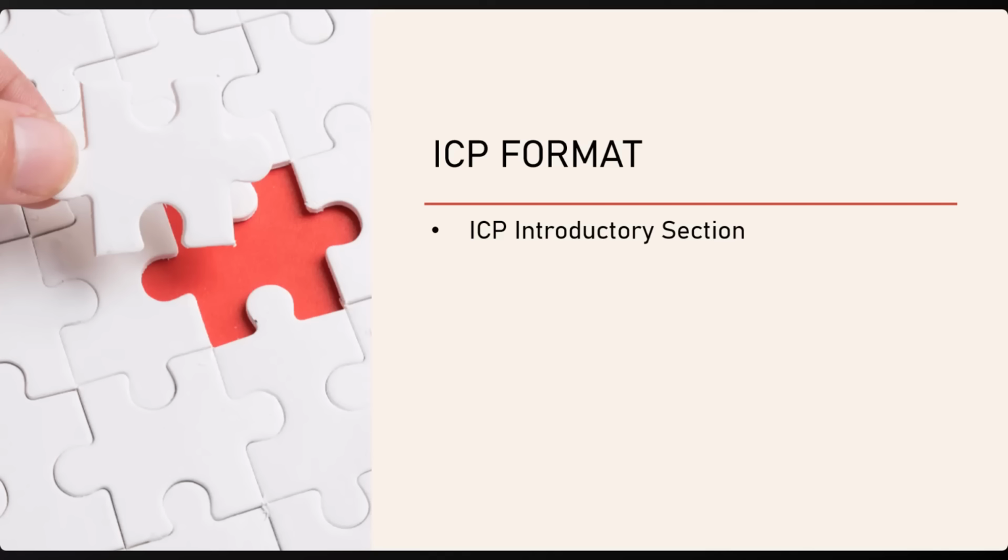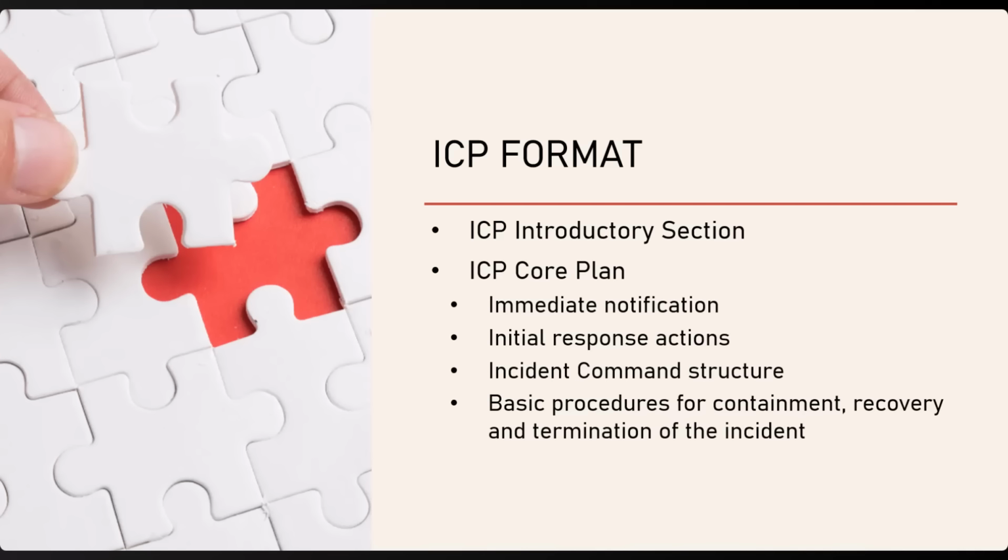The Integrated Contingency Plan format consists of three parts. The first part is the introductory section, which provides the table of contents, general facility information, applicability, scope, and cross-references to specific regulatory requirements. The next section is the core plan.